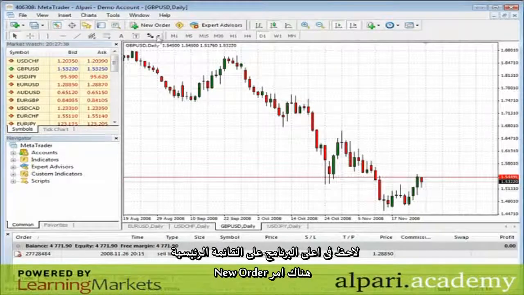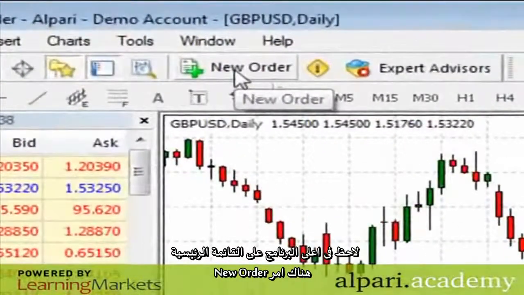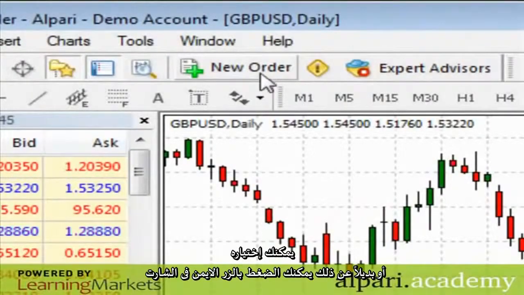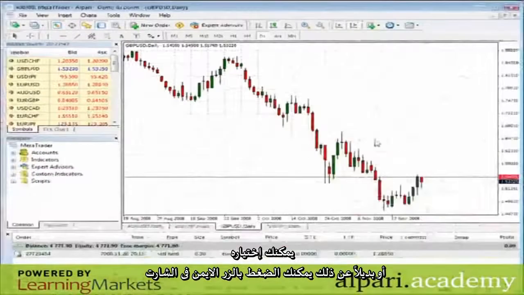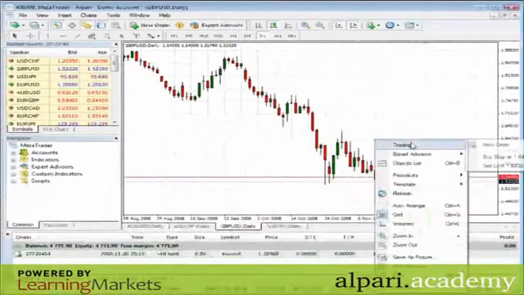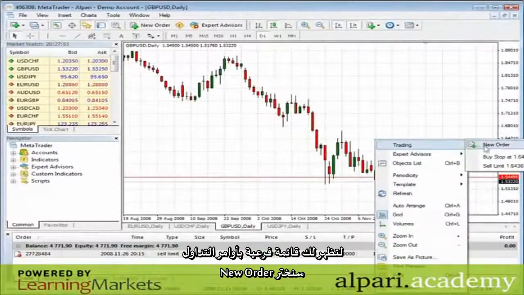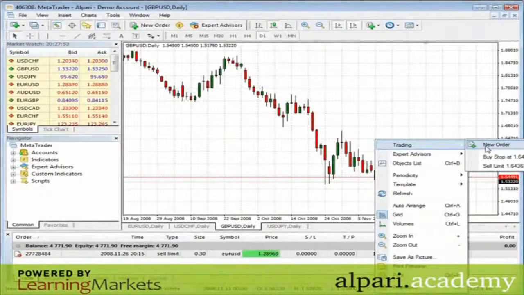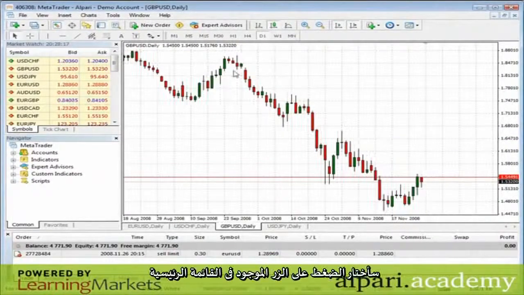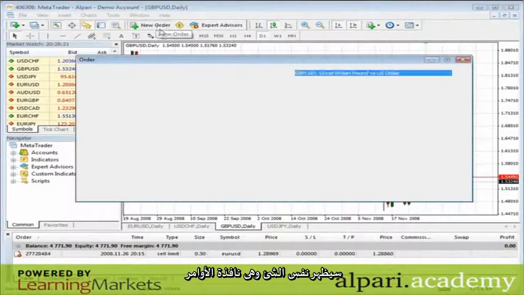Now you'll notice right up here at the top of the application on the main buttons menu, there's a button that says New Order. You can select that. Alternatively, you can also right-click on the chart, mouse over the submenu to Trading, and select New Order. I'm going to select the button here on the main button menu. Either way, the results are the same.